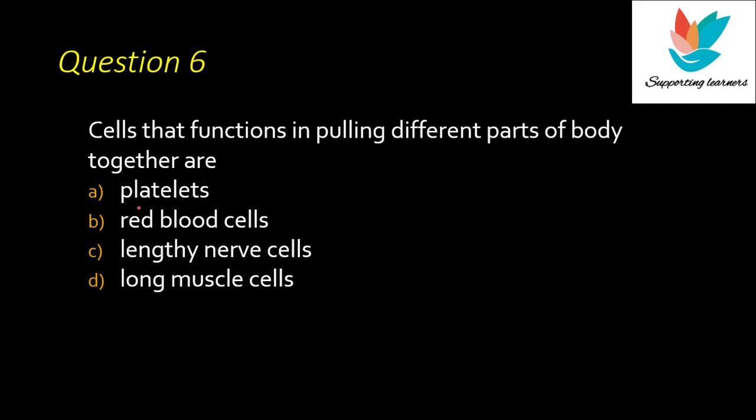And question number 6. Cells that function in pulling different parts of the body together are A, platelets, B, RBCs, C, lengthy nerve cells, and D, long muscle cells. So the answer is D, long muscle cells.